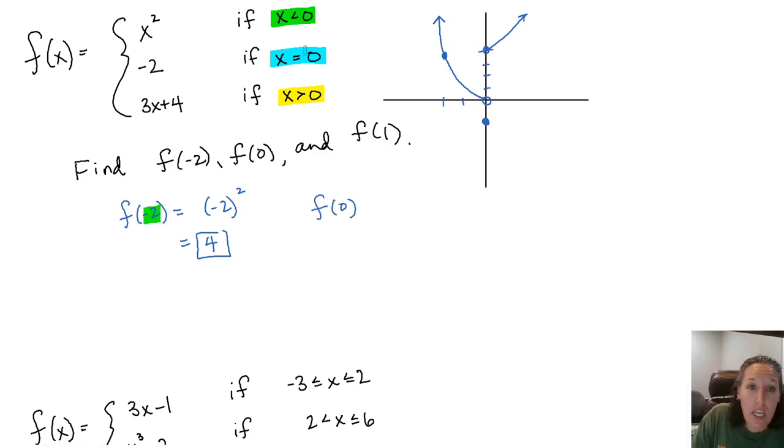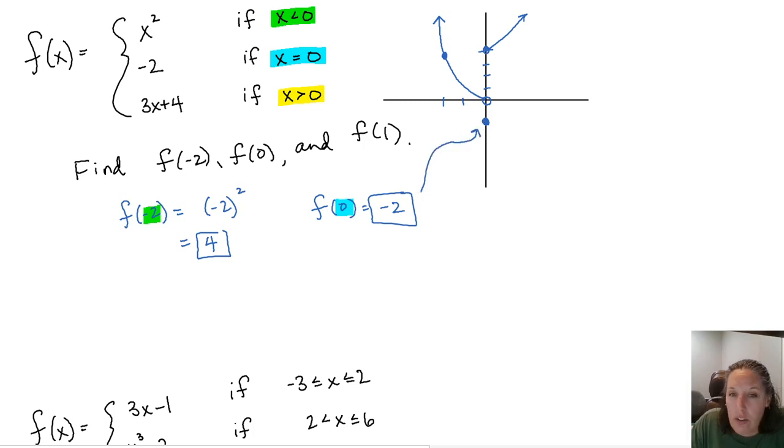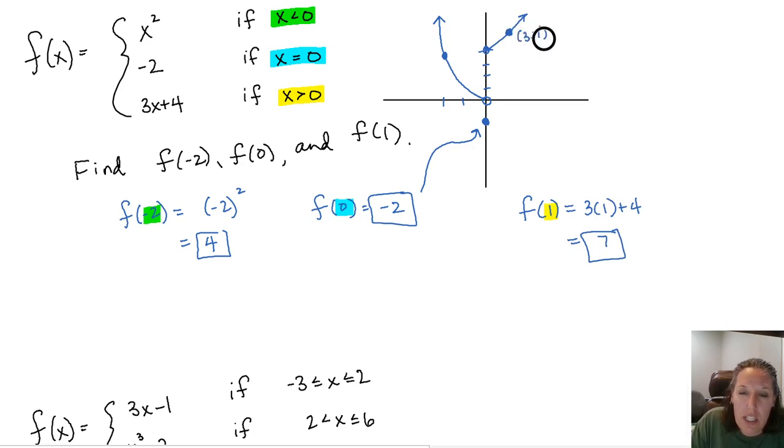Do the same thing for f of 0. f of 0, of course, has x equal to 0, and so our y value is -2, and that's the point that we have graphed on that y-axis there. And then our last one, we're looking at f of 1. Well, 1 is bigger than 0, so that means we're only looking at that bottom category, and we get 3 times 1 plus 4 gives us a y value of 7, and that's going to be this point up here. My line should be a little more steep, but we're going to say that's the point.